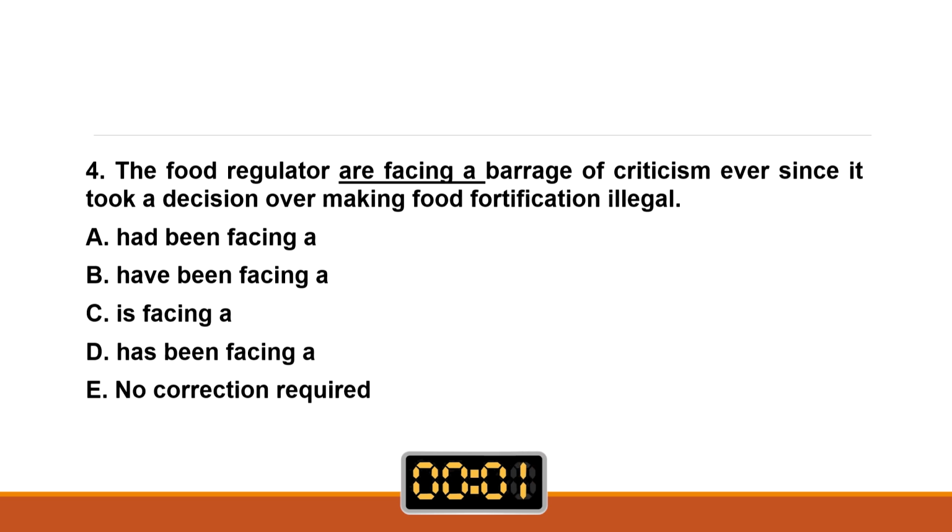Is it done? Let us tally. The food regulator are facing a barrage of criticism ever since it took a decision over making food fortification illegal. So, the correct answer is option D.